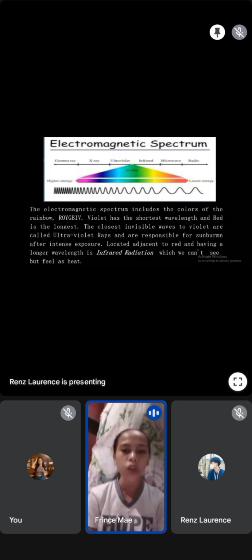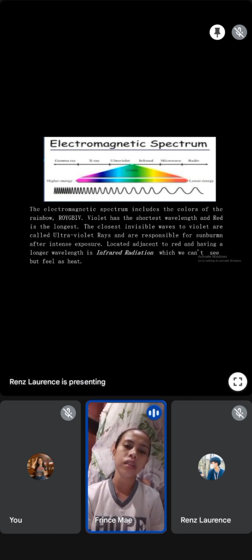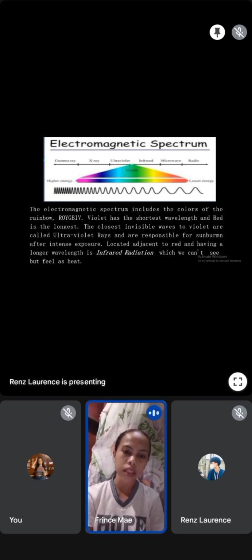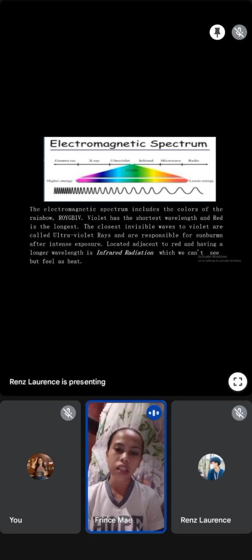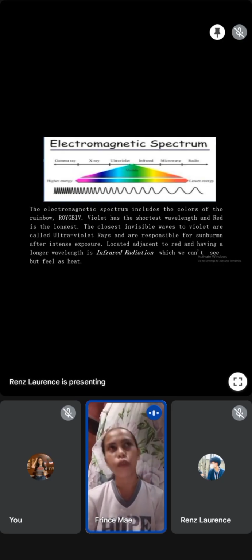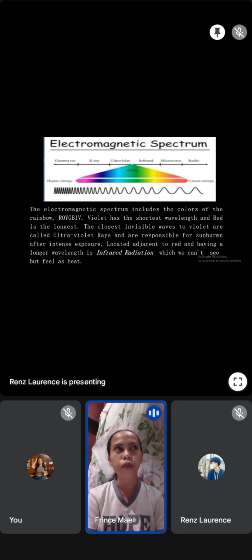The closest invisible waves to the violet are called ultraviolet rays. Ultraviolet rays are responsible for sunburn after intense exposure. Located adjacent to the red, having a longer wavelength, is infrared radiation, which we cannot see but can feel as heat. For example, class, when you go swimming at the beach, if there is too much exposure to the sun, after that you get a sunburn.